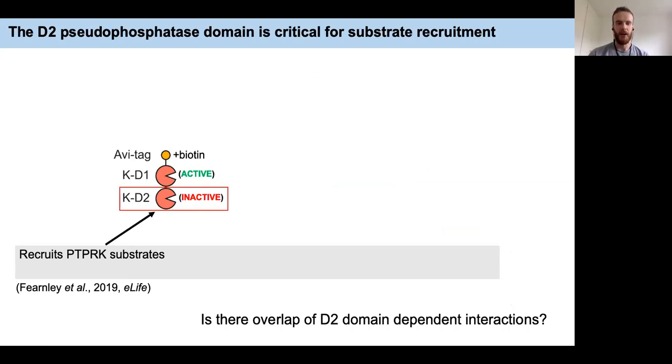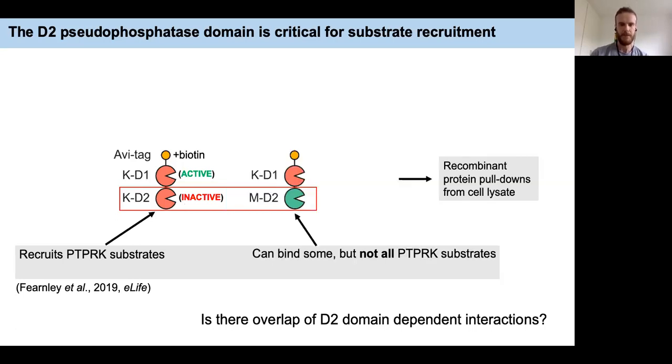So in our previous work, we had identified substrates for PTPRK, the active phosphatase, and essentially what we were able to show was that the D2 domain, the pseudophosphatase domain of these receptors, is actually key for specific binding of substrates. We used chimeric proteins where we'd swap the different D2 domains of the family and interrogate their substrate binding profile. So if you put the PTPRN D2 domain onto PTPRK, it can bind some but not all of PTPRK's substrates.